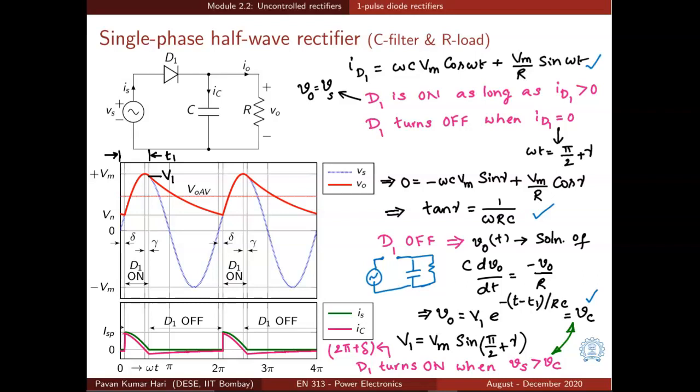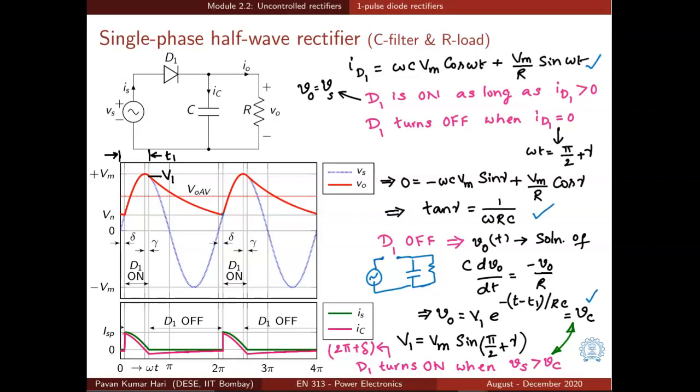And what is the value of V1? V1 is the value of the voltage at the start of the exponential fall interval. And what is that? That is the point on a sine wave. And what is that value? V1 is equal to Vm sine (pi by 2 plus gamma). So from Vm sine (pi by 2 plus gamma), the voltage starts falling exponentially as shown here.